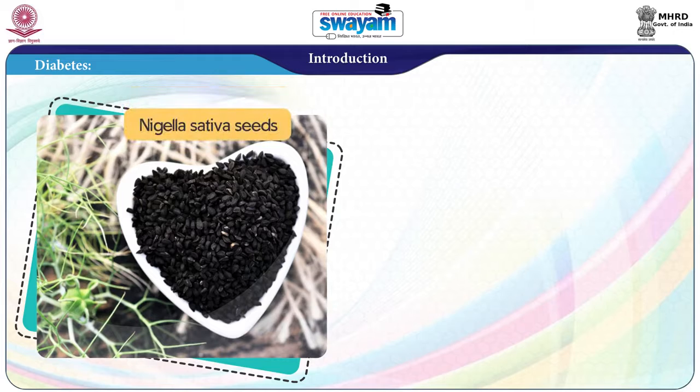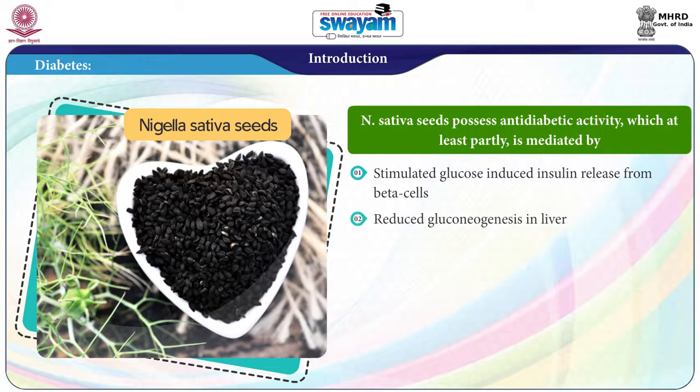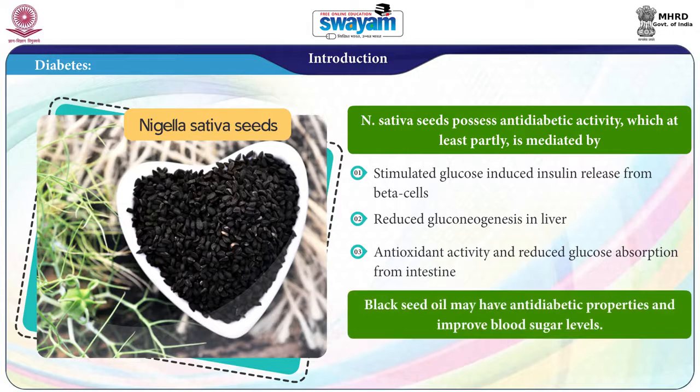Now, let us see the role of thymoquinone in diabetes. Nigella sativa seeds possess anti-diabetic activity, which at least partly is mediated by stimulated glucose-induced insulin release from beta cells, reduced gluconeogenesis in liver, antioxidant activity, and reduced glucose absorption from intestine. Black seed oil may have anti-diabetic properties and improve blood sugar levels.